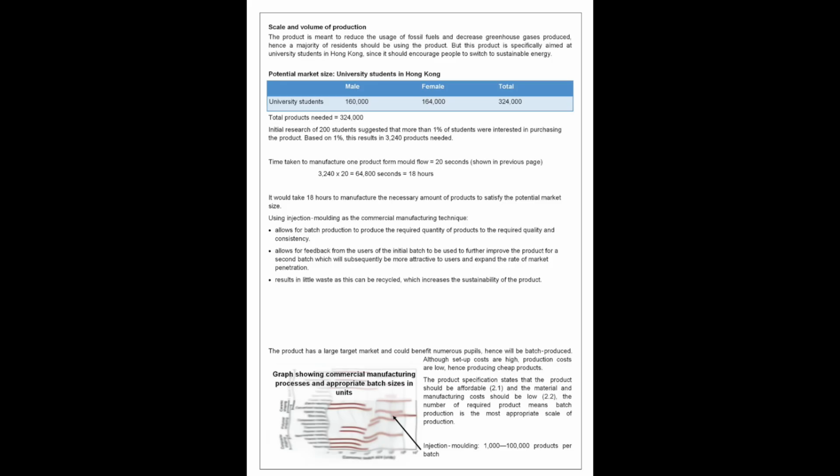This is a high-performing example of Strand 3 of Criterion F. The student has conducted some research to determine a percentage of the total student population who would be interested in purchasing their product. This leads to a reasonable initial volume. The student correctly determines the time needed to create the required number of items and justifies an appropriate scale of production based on the volume of items required, the desired and appropriate manufacturing method, and the consideration of cost requirements.